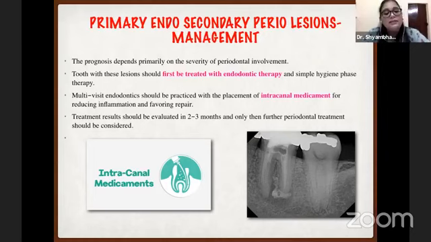And the treatment results should be evaluated every 2 to 3 months, because the healing of the periapical lesion will definitely take at least 3 to 4 months, and it cannot be seen immediately after doing root canal therapy or the hygiene phase therapy. So the patient has to be kept on follow-up, to monitor whether the treatment which has been meted out is helpful or not.